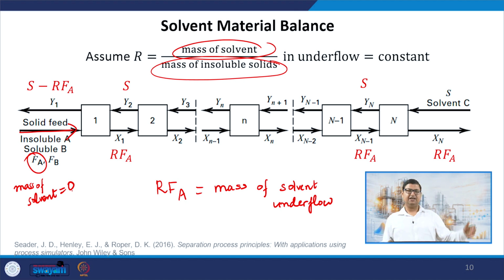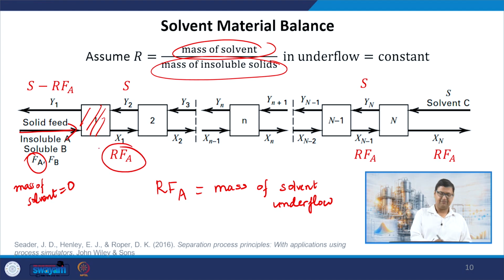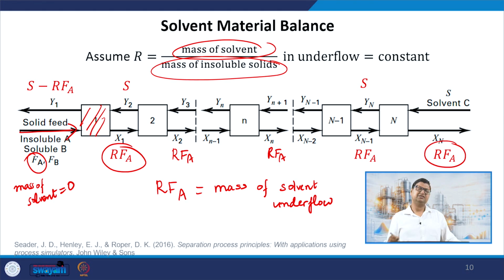Of course, once it is entering here, the mass of solvent is initially 0, but as soon as it leaves the first stage, it forms some kind of an equilibrium. We assume that every stage is in some kind of an equilibrium. So what leaves contains RFa, mass of the solvent, right? And the same is true for all the stages in the underflow, and the same RFA is also going to leave the nth stage. So whatever solvent gets absorbed in the solid remains there in the same amount until the end of the process, right?